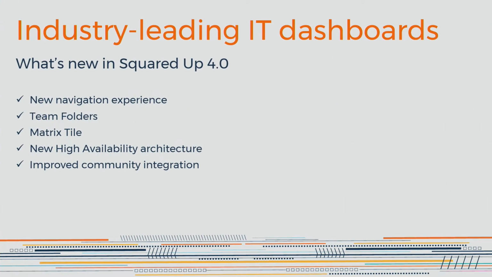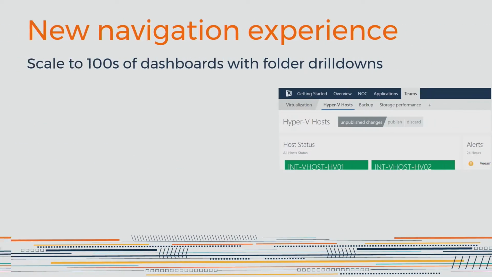So first up, industry-leading IT dashboards have just got better in Squared Up 4.0. I'll go through each of these features in detail, but we've updated the navigation experience, introduced a new concept called team folders, a brand new tile matrix style, revamped the high availability architecture, and also improved our community integration. So let's get going and have a look at these different features, and then I'll go through a demo and touch on some of those.